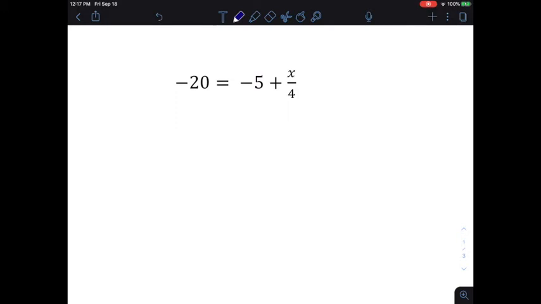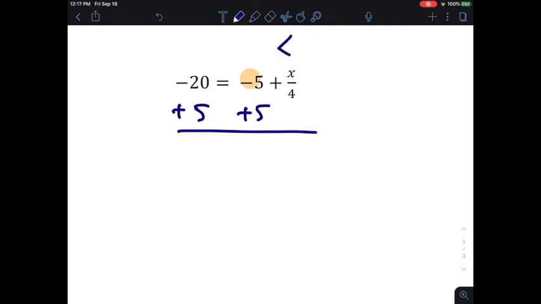Okay, so here we go. The furthest thing away from the variable is the negative 5, and it's negative 5, so I'm going to add 5 to both sides. So negative 20 plus 5. Now, the really common mistake that people make is they add that 5 to the 20 and make it a negative 25. But if you remember on that number line, we're moving from the negative 20.